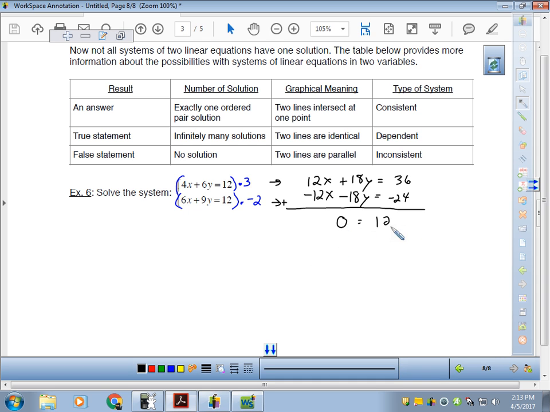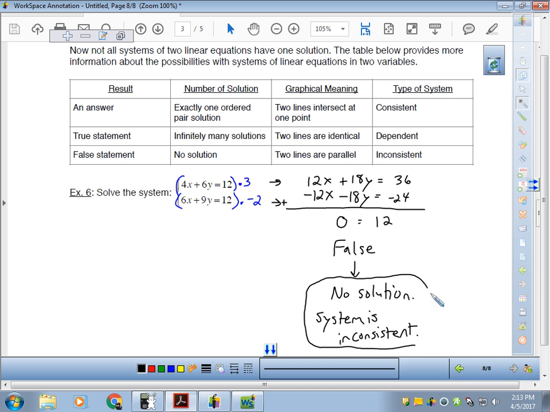Is that true? Does 0 equal 12? No, this is false. And because it's false, that tells me that this system has no solution. And we can say that the system is inconsistent. So sometimes that does happen. Sometimes you try to solve the system and you just wind up with something like that, and that just tells you your system doesn't have a solution.